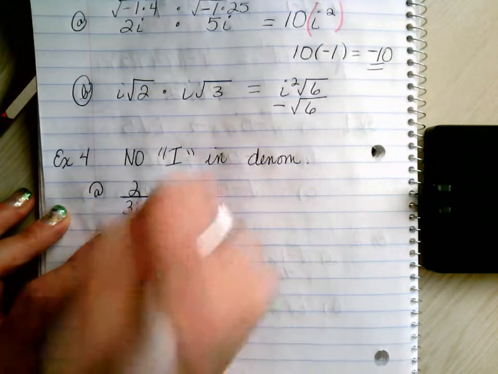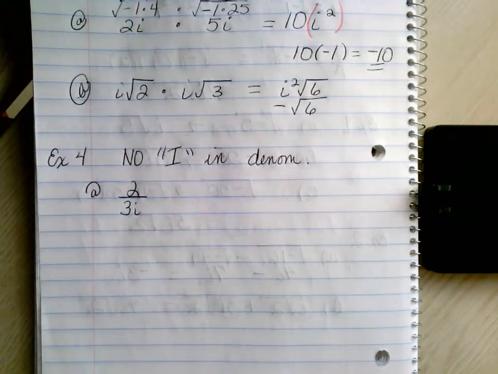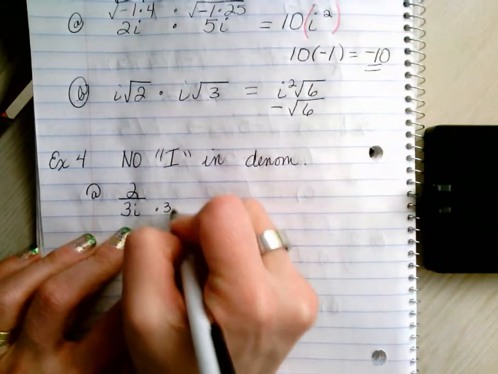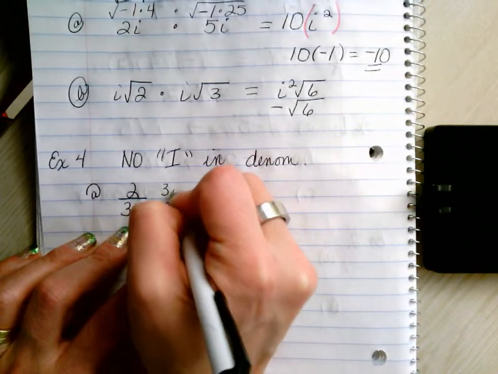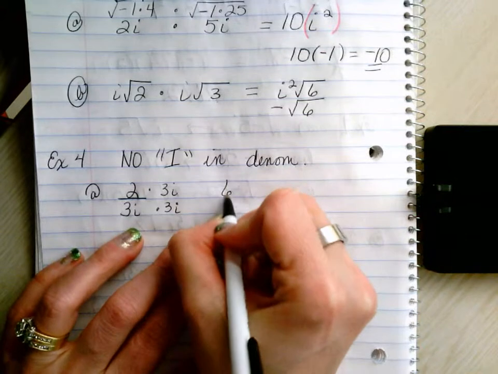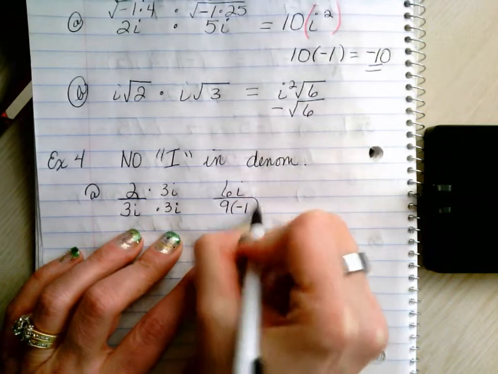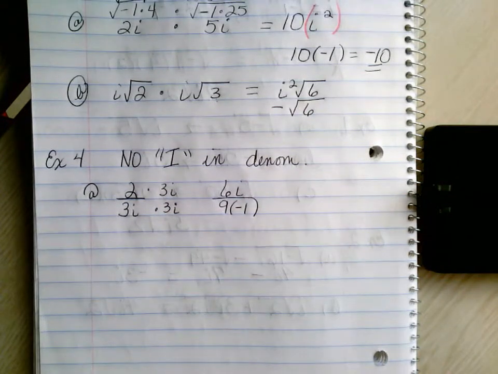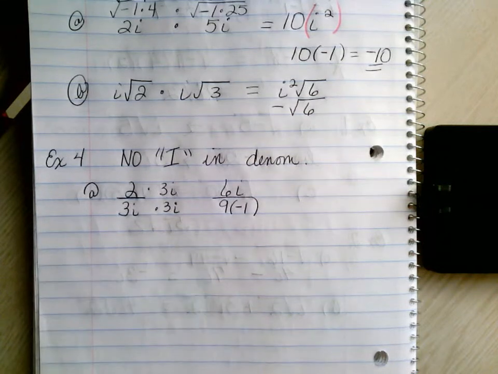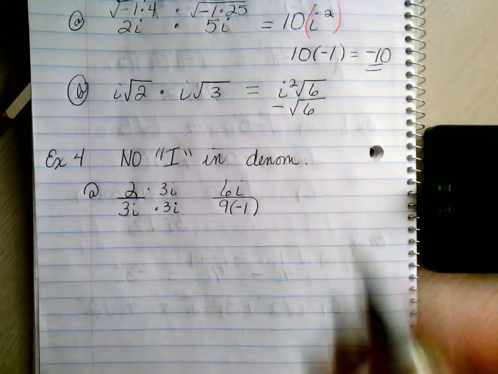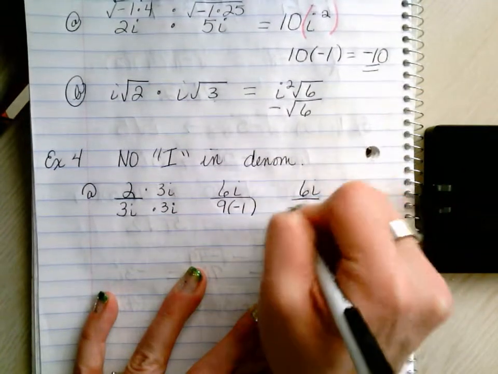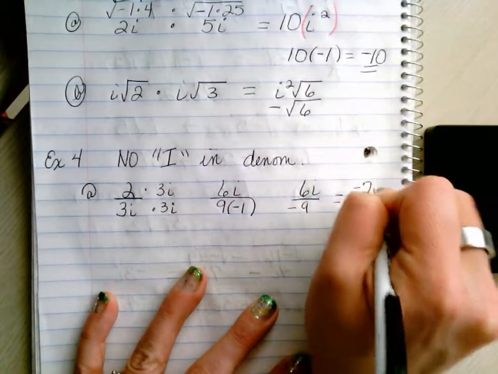If you are given 2 divided by 3i, somehow you have to get rid of that. The easiest way to do it is to multiply both pieces by 3i, thus renaming the fraction. So you end up with 6i over 9 times negative 1. Oh no, they just did i times i. I suppose I could do it that way. I always just do both because I'm going to reduce it anyway. So let's assume I did it my way. It's 6i over negative 9, which becomes negative 2i over 3.